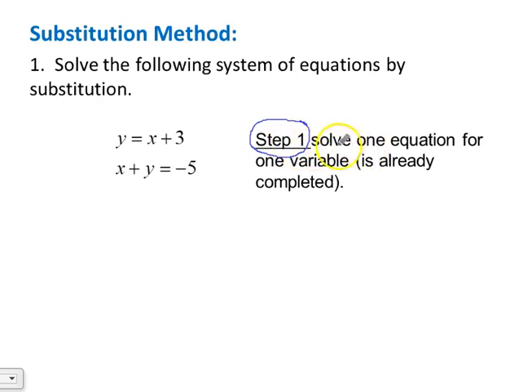Step 1 again says solve one equation for one variable. Well, this is already done for us. Look at that top equation. It's got y equals. That's what we want when I say solve an equation for one variable. We want y equals, or we want x equals. We want one variable all by itself on one side of the equation and all the other stuff on the other side. So step 1 is already done in this case. This would be a good example of a system of equations that we could use substitution for, because one of our equations is already solved for y.